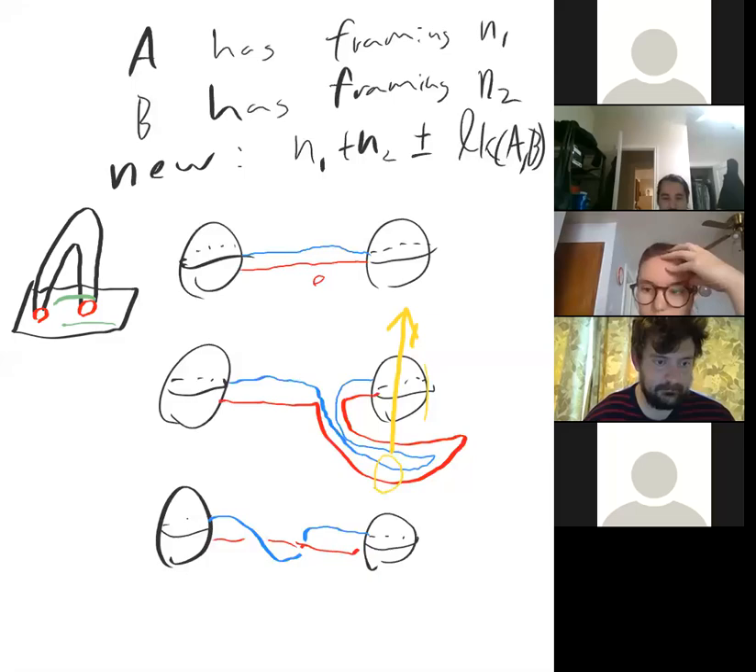Should I think of it like, can I go under in this picture? Is that the right way to think about it? Or do we have to go all the way around? So you have to go under then over.